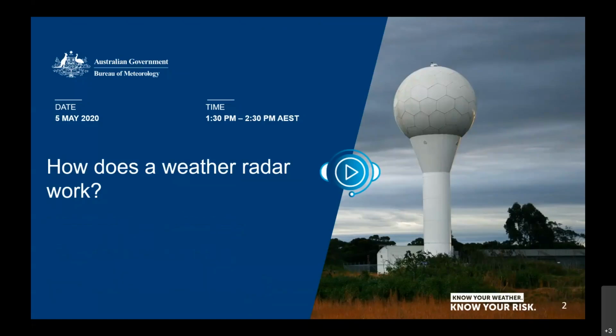Today, we'll be discussing how a weather radar works and what the information is used for.